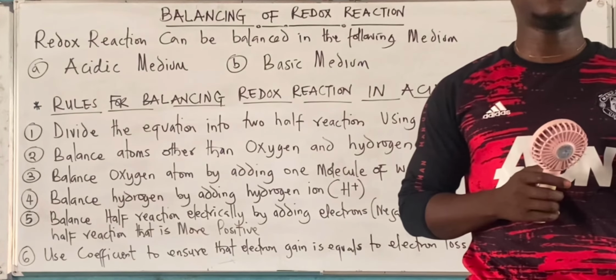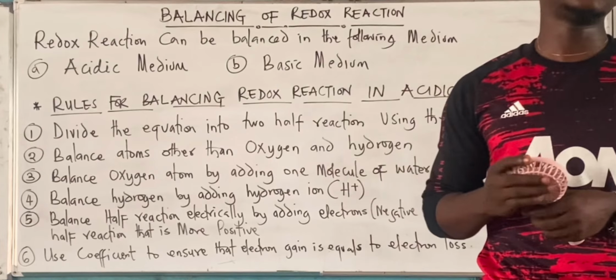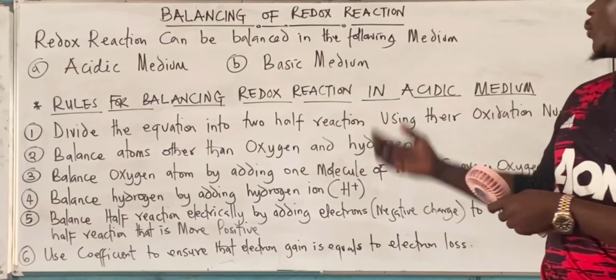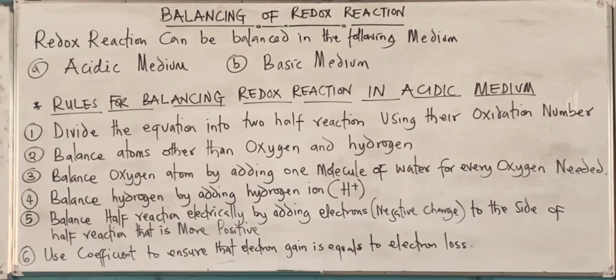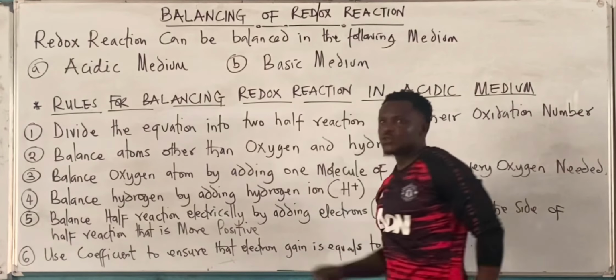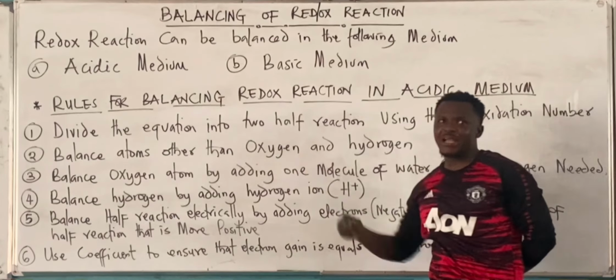So the reaction that takes place at the anode is called the oxidation. The one that takes place at the cathode is called reduction. So when you combine both of them together, it gives rise to what we call redox reaction. So this redox reaction here is actually two words joined together: reduction and oxidation reaction.